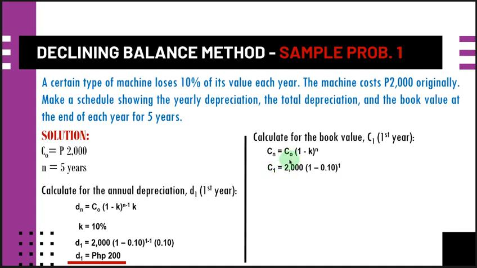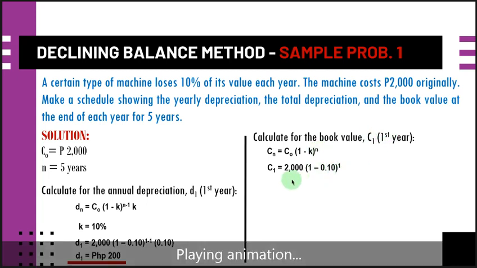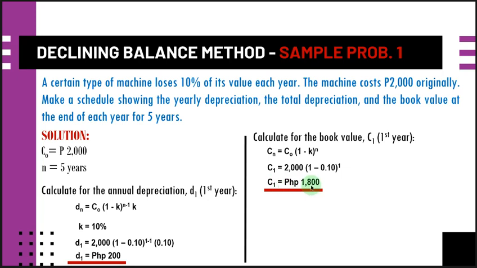C sub 1 equals C0 times 1 minus 0.1 raised to the n, which is 2,000 times 1 minus 0.1 raised to the n. Our n is 1 since we are considering the first year. So we can get the value of our C1 equal to 1,800 pesos.